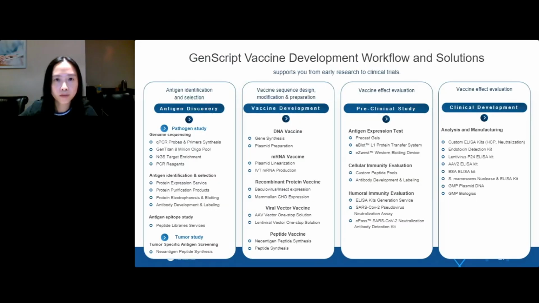Okay, so I've also introduced to you the neoantigen vaccines and the importance of neo peptides, and also the key considerations when outsourcing mRNA. Finally, here I just show you a GenScript vaccine development workflow and solutions. We mentioned only neoantigen peptides and mRNA services previously. Here you can see more details about other service options.